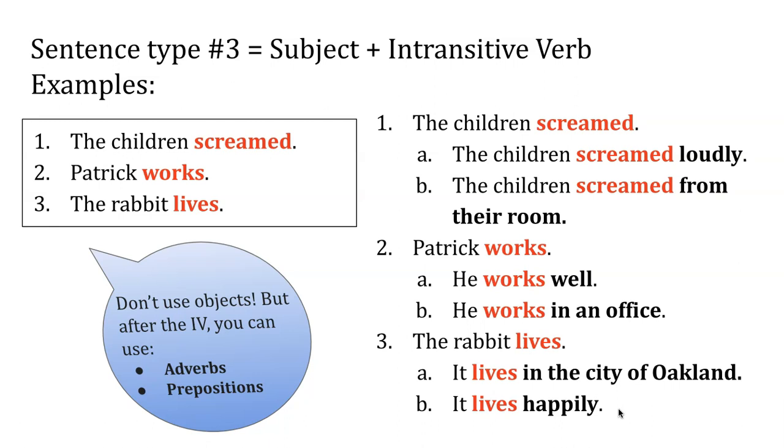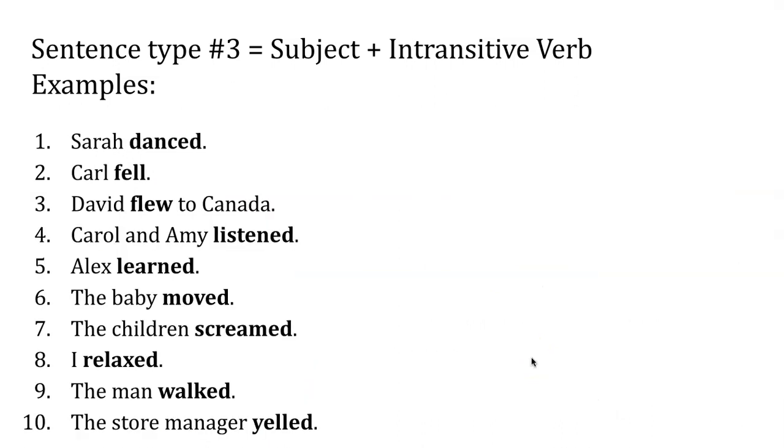Let's take a look at some more example sentences. Number 1, danced. Sarah danced. This is enough information. We understand the sentence. We do not need an object after the verb dance. We don't need it. This is enough information. Number 2, Carl fell. He fell down. Carl fell. Fell is enough information. We don't need an object because this action, falling, the action does not transfer.